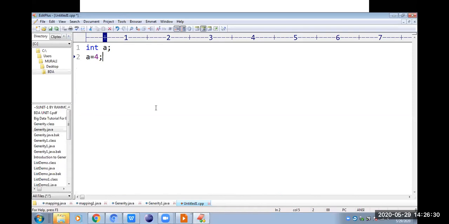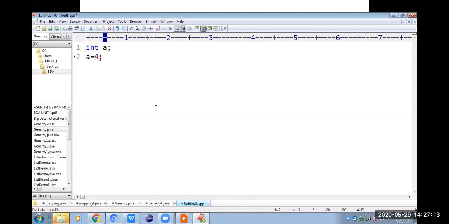Now we have two lines here. How many tokens are there in total? Int is one token, a keyword. A is the identifier, the equal sign is the assignment operator, the semicolon is a special symbol, and 4 is a constant. These are the tokens. In these two lines we have five kinds of tokens: keyword, identifier, assignment operator, constant and special symbol. The lexical analysis will give these tokens to the syntax analysis.